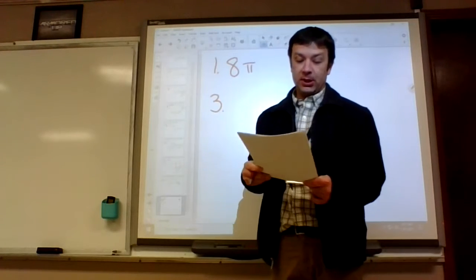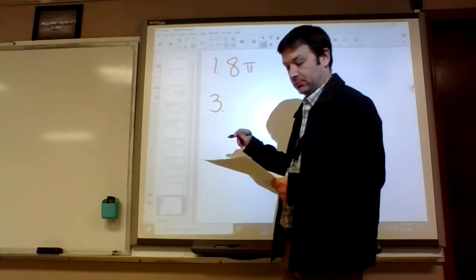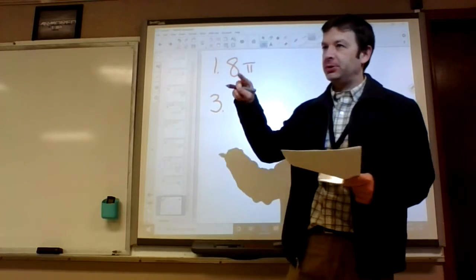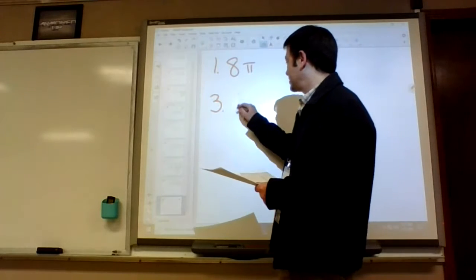So what would number 3 be? 10 pi. 2 times radius times pi. 2 times 5 is 10. 10 times pi.